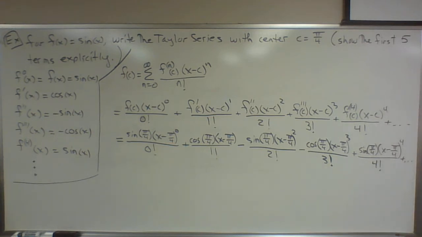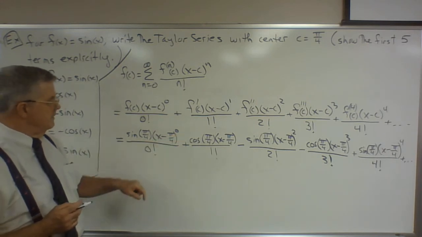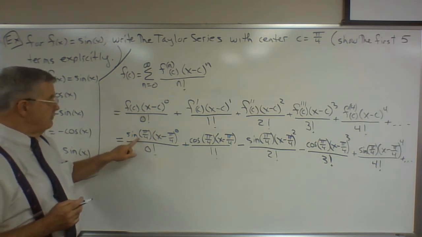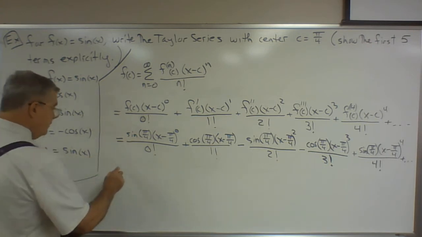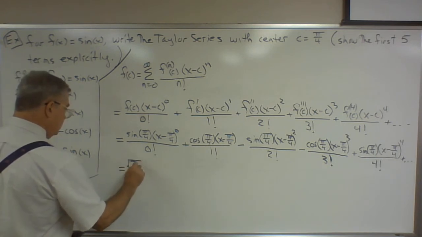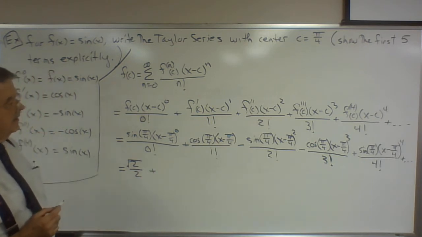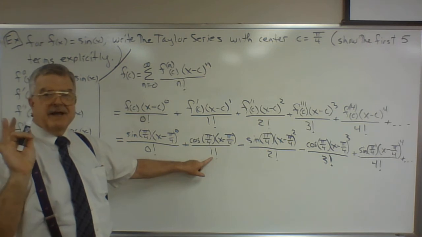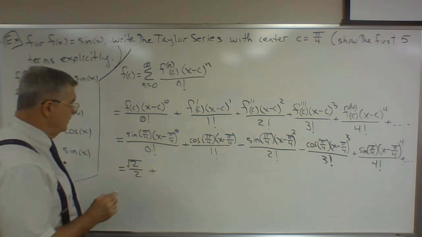Now, the good news is some of this is going to be simplified. X minus pi over 4 to the 0, that's just 1. 0 factorial, that's just 1. So, all we have to do is figure out what sine of pi over 4 is. And that turns out to be square root of 2 over 2. Okay, go to the next term. 1 factorial is just 1, so we're not really dividing by anything other than 1. Cosine of pi over 4 is also square root of 2 over 2.